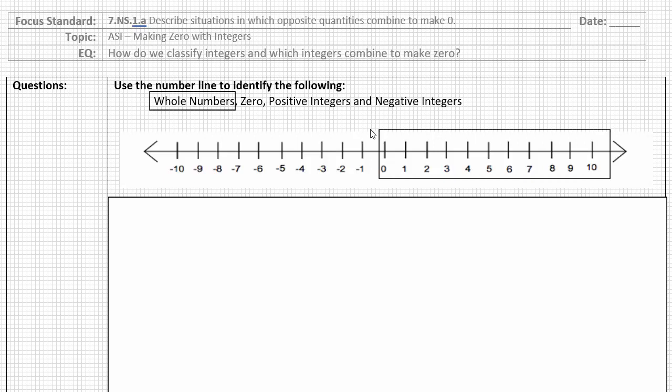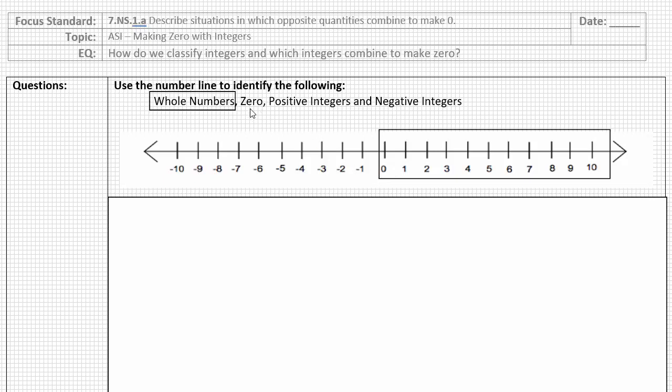Alright, so to do that, I've just put a black box around these numbers, which are considered our whole numbers. I'm going to keep adding different boxes here and changing the color, and I put the black box around here too. So go ahead and do that on yours as well.